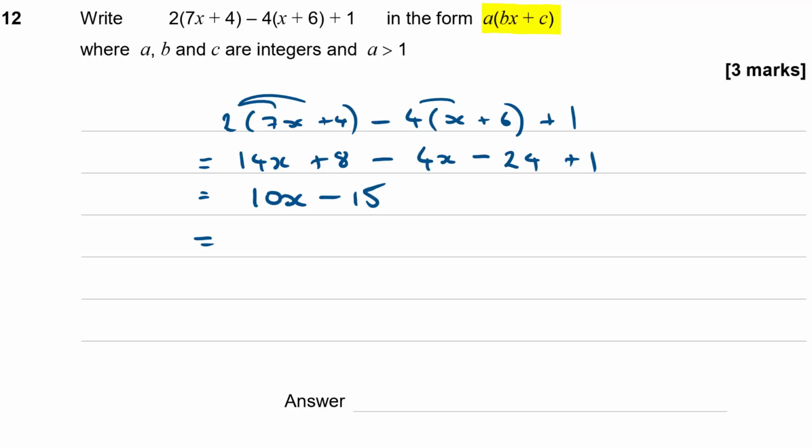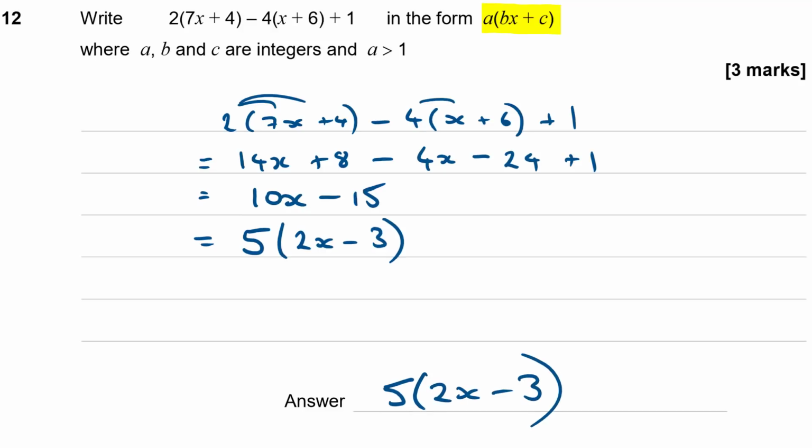That has a common factor of 5, so we're going to take 5 out, and that leaves me 5 lots of 2x minus 3. Okay, so that is in the form a lots of bx plus c. A, b, and c are all integers, and a is greater than 1. So I'm happy with that. Let's write the answer in. 5 lots of 2x minus 3.